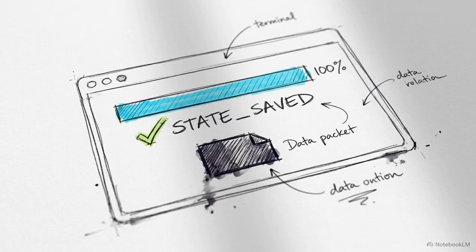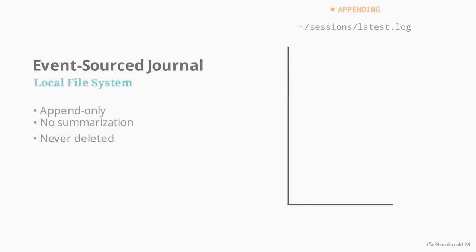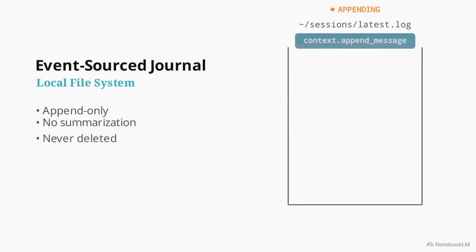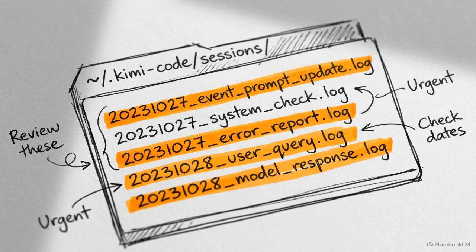Once a step concludes, Kimi Code has to store the results. It does not use a vector database or a tiered fact store to maintain memory across sessions. Memory is an append-only, event-sourced journal saved directly to the file system. It records about 30 specific event types, like prompt updates or permission changes, to rebuild state.